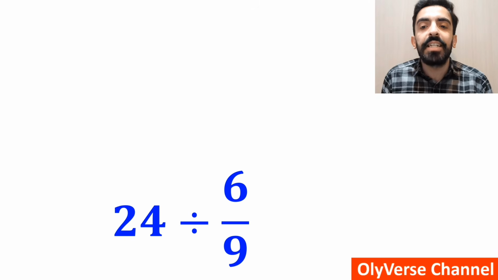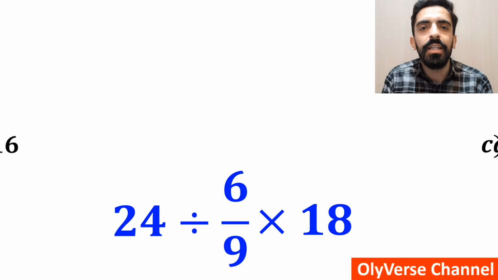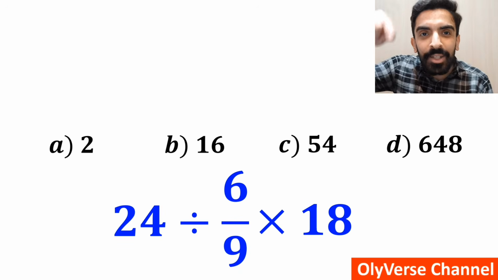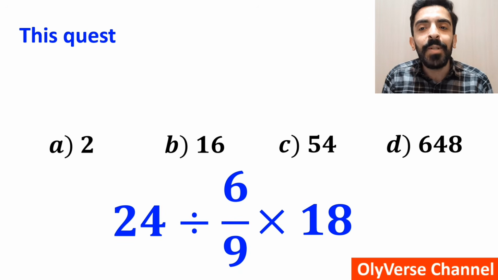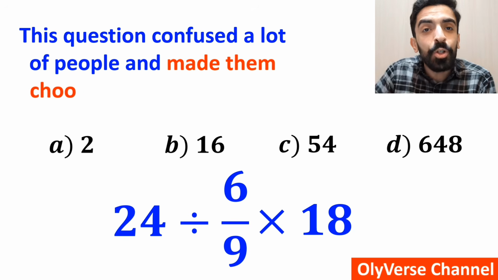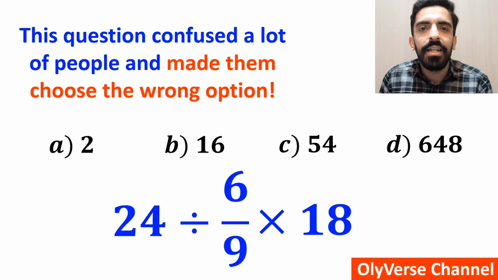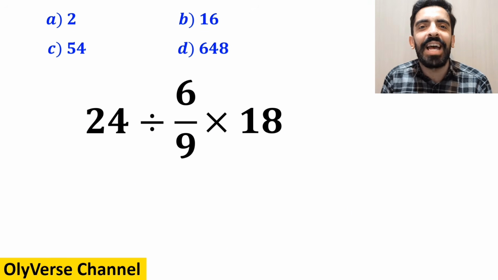What is the value of the expression 24 divided by 6 over 9 multiplied by 18? Which option do you think is the correct answer to this question? This expression confused a lot of people and made them choose the wrong option. Let's take a closer look and solve it together.